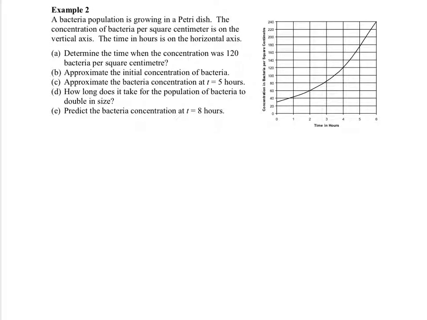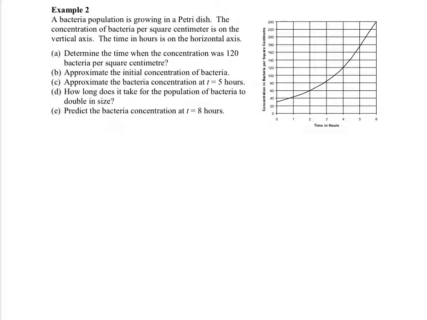Okay, example 2, a bacteria population is growing in a petri dish. The concentration of bacteria per square centimeter is on the vertical axis, and the time in hours is on the horizontal axis. So again, the concentration of bacteria per square centimeter, and the time in hours goes across the horizontal.